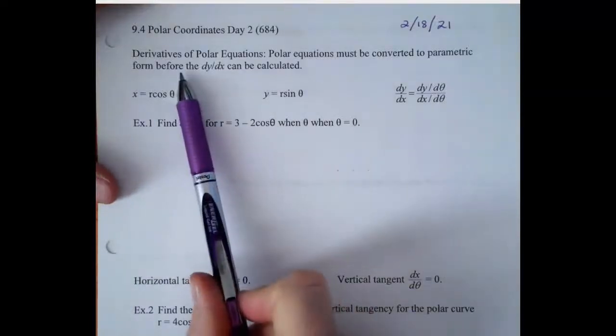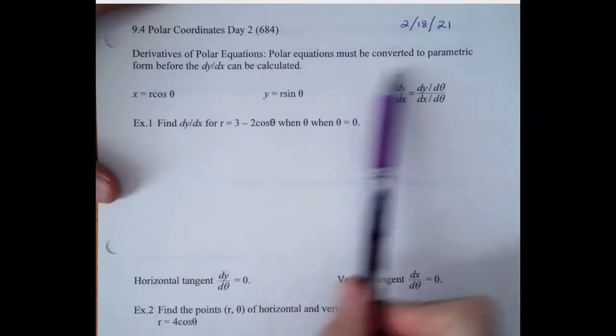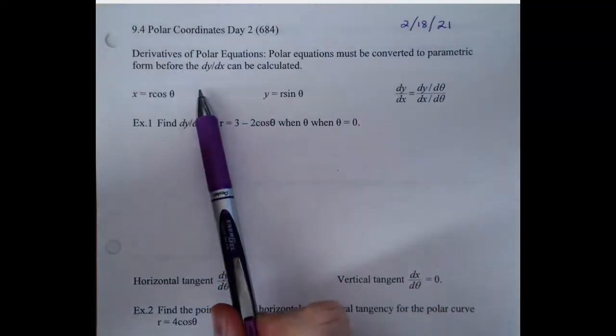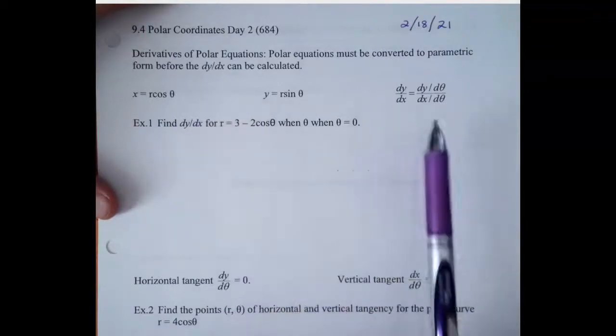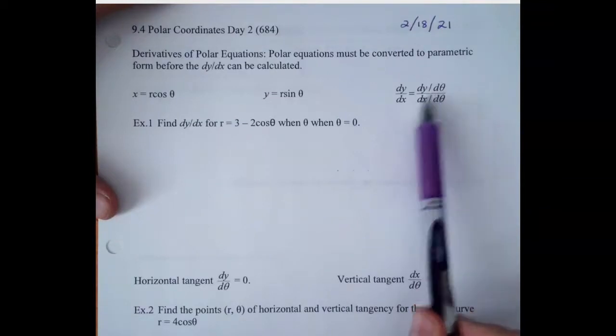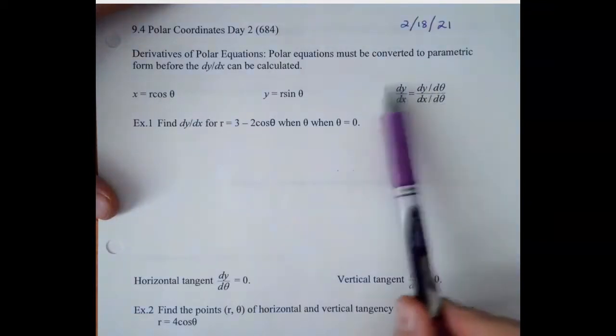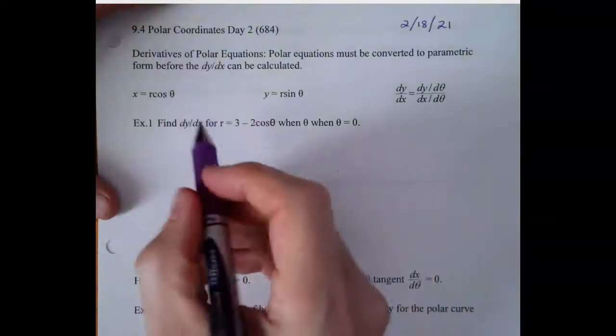Alright, so this pretty much tells you what you need to do. If we're going to take a derivative of a polar equation, we have to convert it to parametric first, so that we can get an x and a y, and then we can find the derivative by taking dy d theta divided by dx d theta. So using the parametric form to find the derivative.